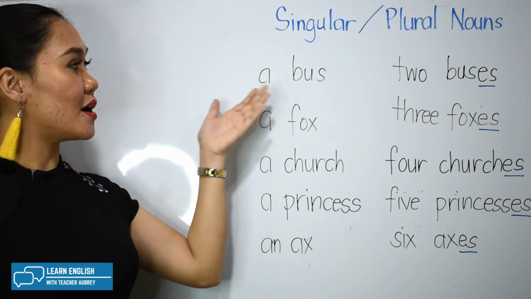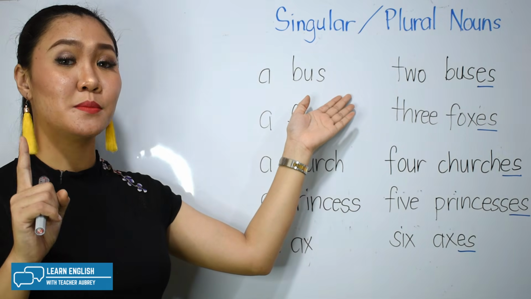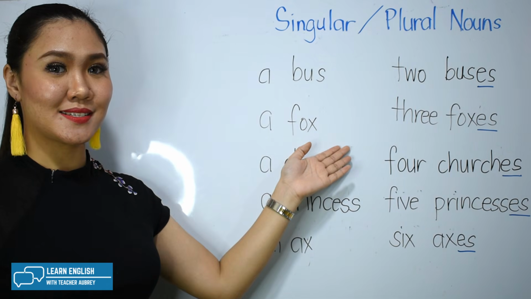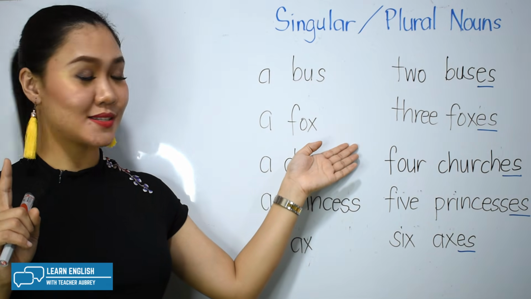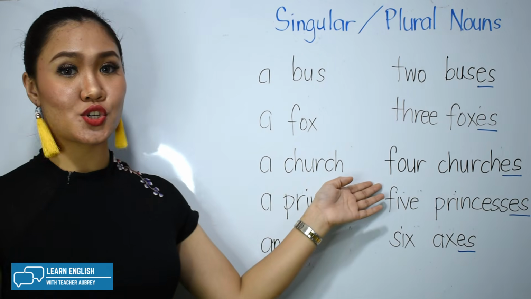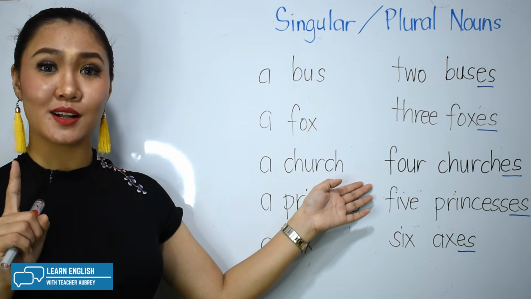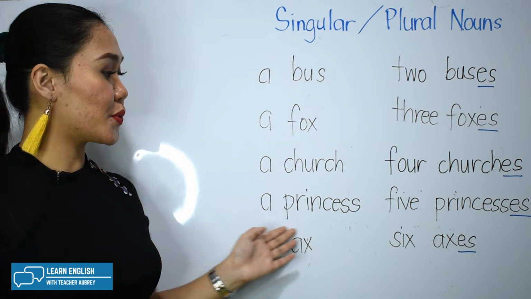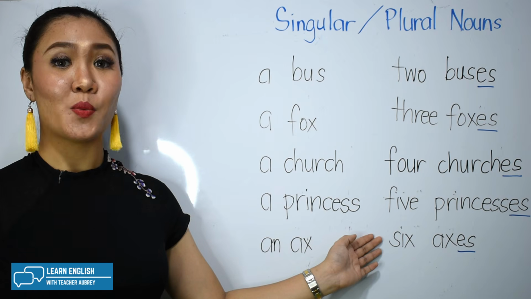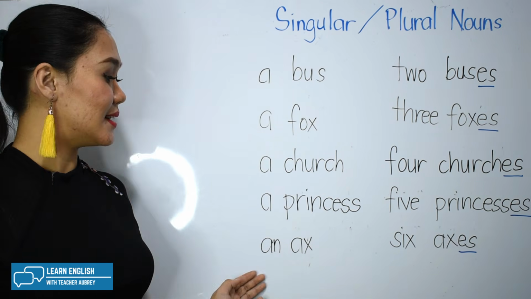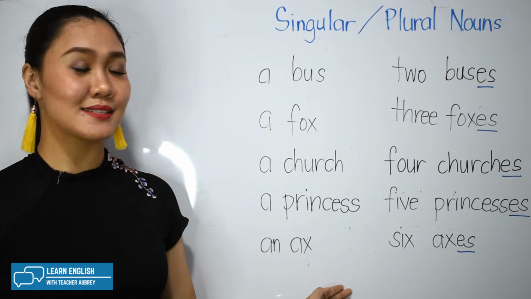We have here a bus. That is one bus. A fox. That is one fox. A church. That is a single church. A princess. That is only one princess. And an axe. That is a single axe.